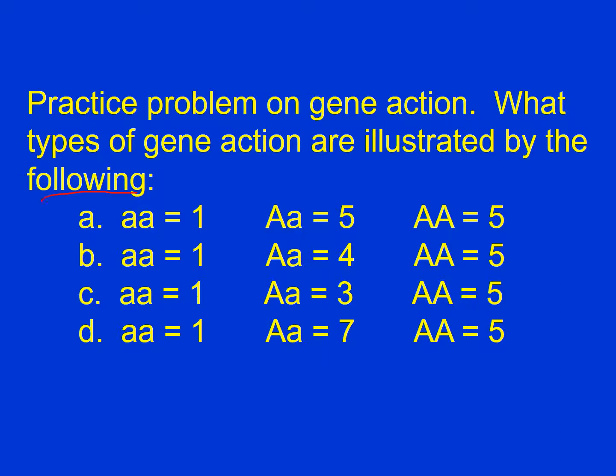You might notice that the homozygous genotypes are the same in all cases here. And what's changing is the heterozygous values here. And it's the relationship between the heterozygous genotype values with the homozygous genotype values that determines the type of gene action. So again, we got four different types here: additive, partial dominance, complete dominance, and overdominance. Which is which?